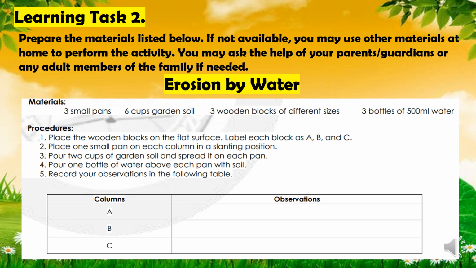For number 3, pour 2 cups of garden soil and spread it on each pan. Number 4, pour 1 bottle of water above each pan with soil. And number 5, record your observations in the following table. So you have columns A, B, and C and your observations.